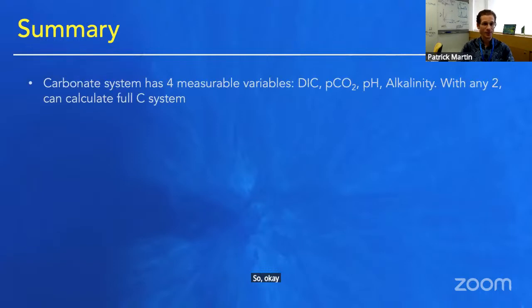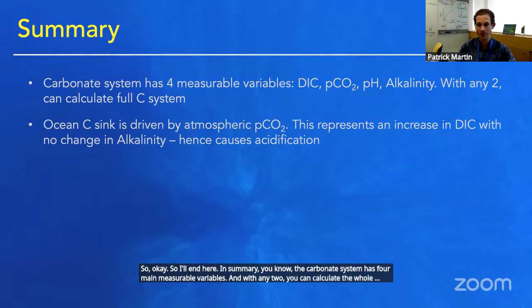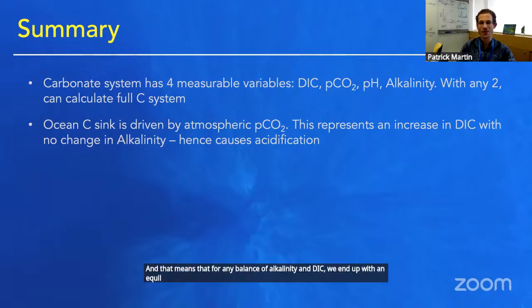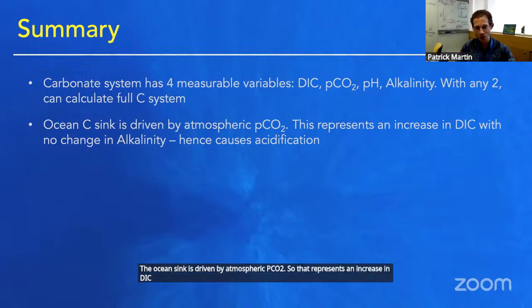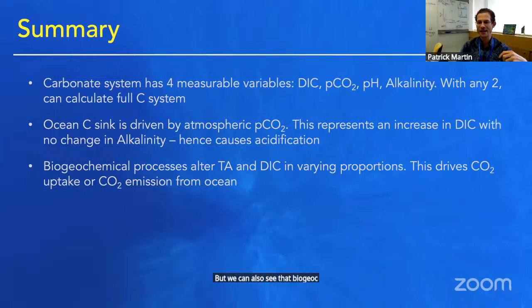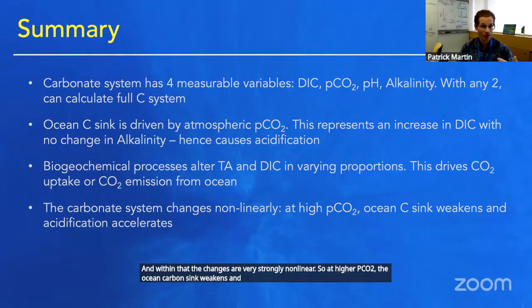Okay, so I'll end here. In summary, the carbonate system has 4 main measurable variables, and with any 2, you can calculate the whole system. That means that for any balance of alkalinity and DIC, we end up with an equilibrium pH and PCO2. The ocean sink is driven by atmospheric PCO2, which represents an increase in DIC with no change in alkalinity. You can go back to the phase diagram and see how that causes ocean acidification. But we can also see that biogeochemical processes greatly alter the TA and DIC, in varying proportions, and that then drives the amount of CO2 uptake or emission from the ocean. And within that, the changes are very strongly nonlinear. So at higher PCO2, the ocean carbon sink weakens and acidification rates will accelerate.